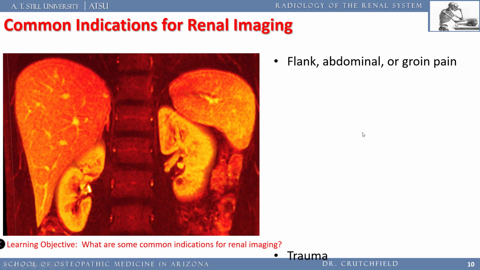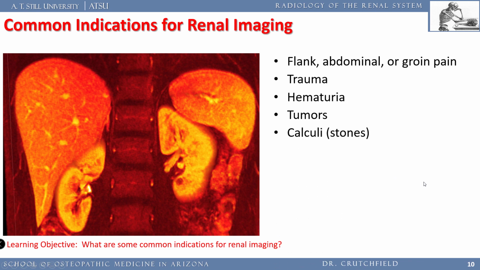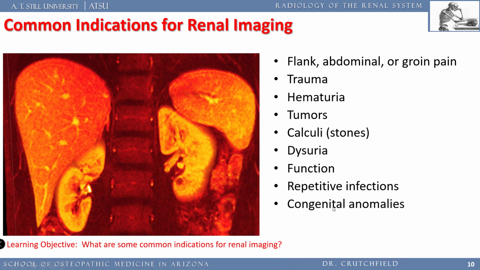So let's talk about some common indications for renal imaging. Flank or groin or abdominal pain, trauma, especially retroperitoneal trauma or back trauma, blood in the urine, tumors, history of kidney stones, maybe even hyperparathyroidism. Parathyroids are our calcium regulators via parathyroid hormone. If someone has frequent and continuing dysuria, it hurts when they pee, we need to find out the function of the kidneys. And if someone has repetitive infections, maybe these repetitive infections are secondary to a congenital anomaly.